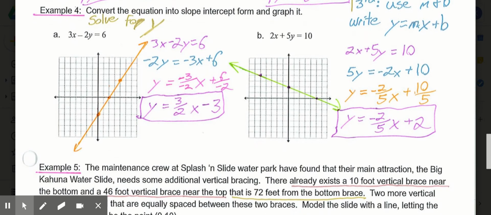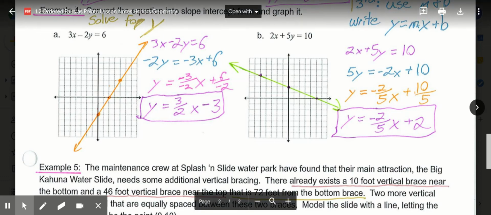And then example 4. Example 4 says convert the equation into slope-intercept form and graph it. So they give us standard form. They want us to rewrite it into slope-intercept form. So simply what that means is we want to take standard form and solve it for y. So we want to get y alone. And that will give us slope-intercept form.